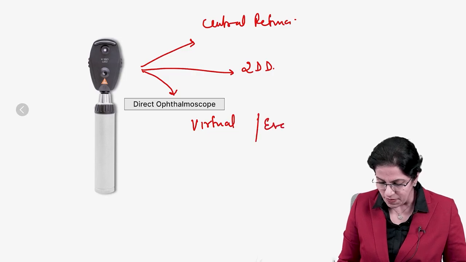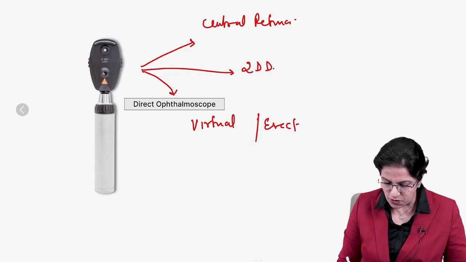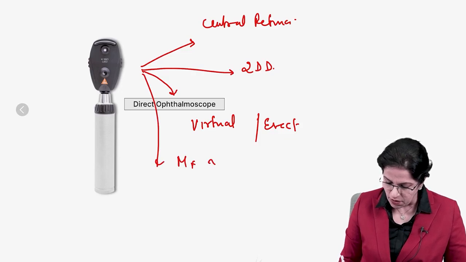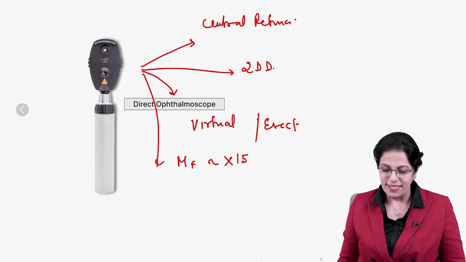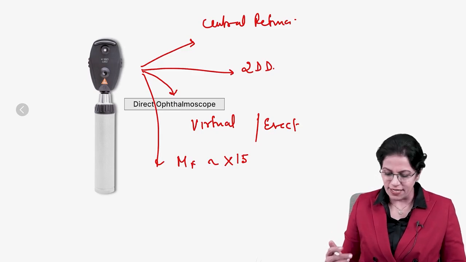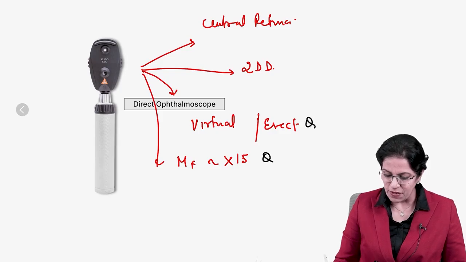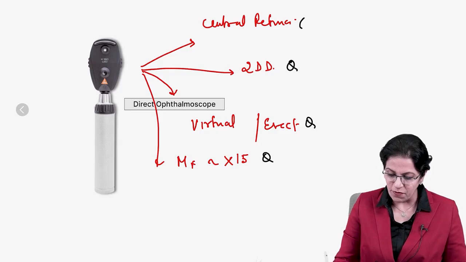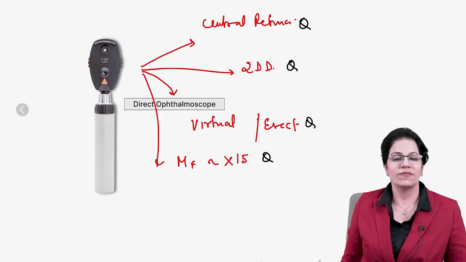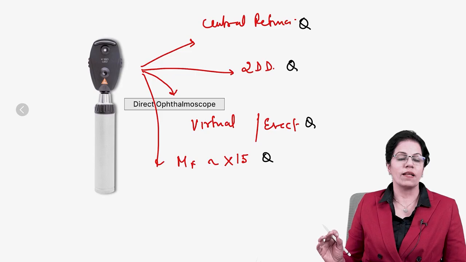And what is the magnification when you're using this instrument? Magnification is around 15 times. These are some very, very important questions that I have just discussed with you. So what is the magnification, type of image, what is the field at one time, and therefore what you are going to use it for. This is your direct ophthalmoscope.